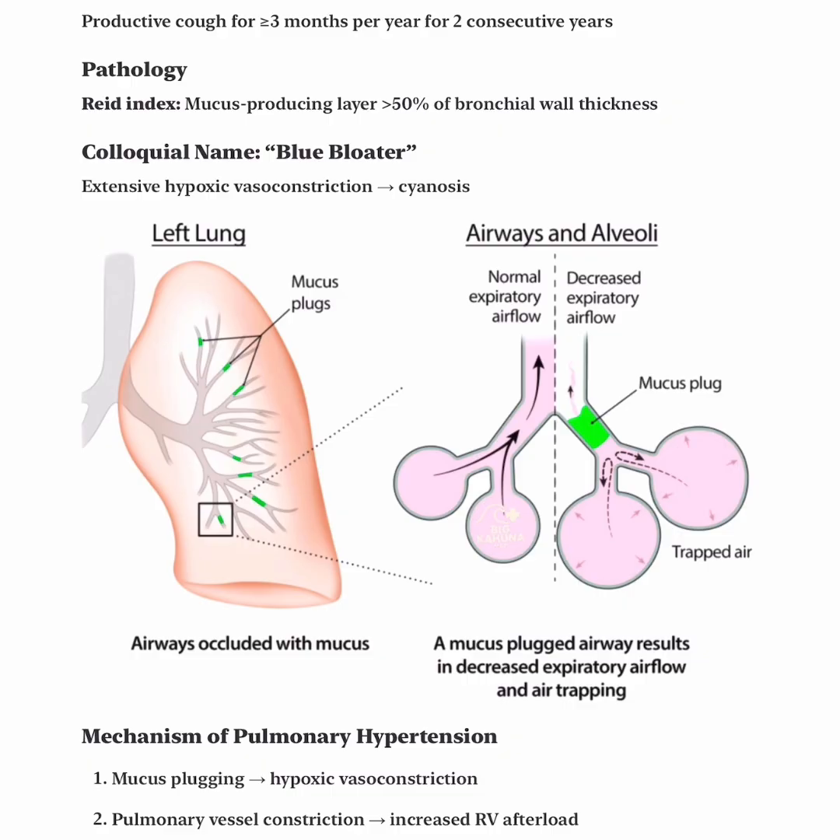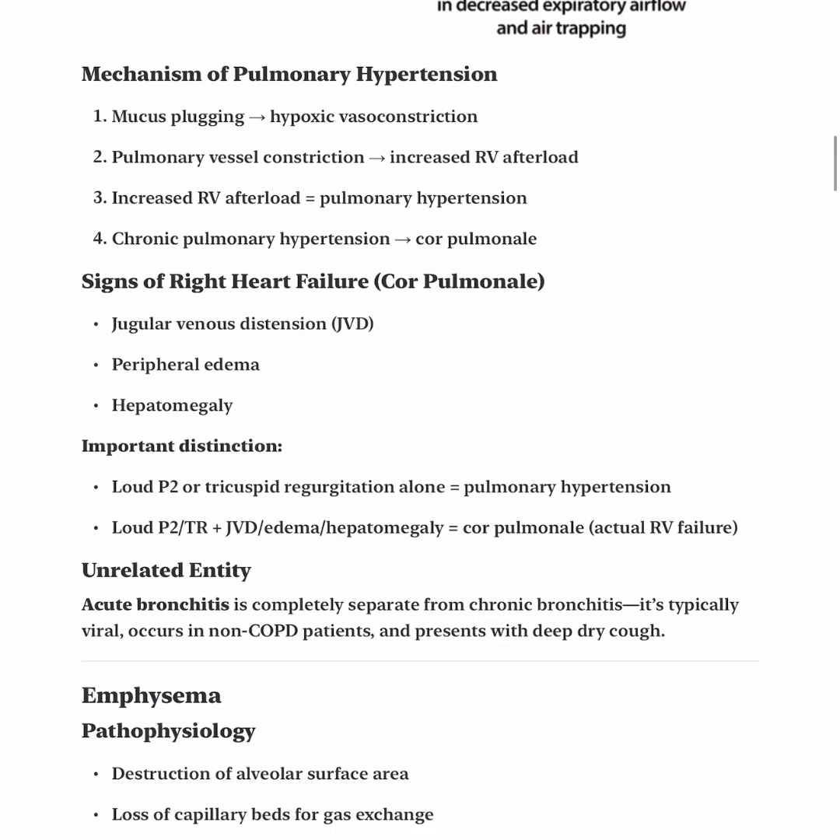As far as the mechanism for pulmonary hypertension, step one is you're going to have the mucus plug. This is going to cause the hypoxic vasoconstriction. You then have pulmonary vessel constriction, which results in increased right ventricular afterload. This increased right ventricular afterload equals pulmonary hypertension. This results in chronic pulmonary hypertension and, in turn, cor pulmonale.